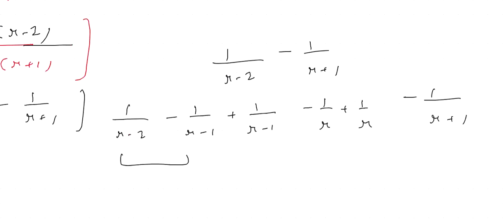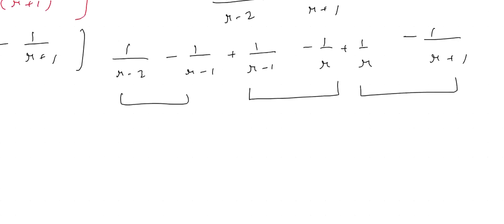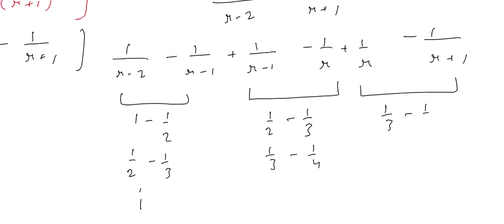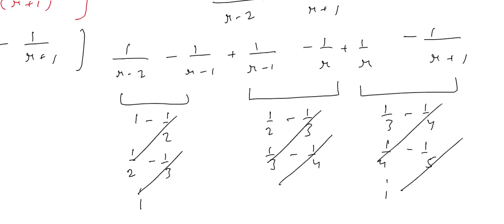Treat it as a difference, right? So put r equals 3. So 1 minus 1 by 2, 1 by 2 minus 1 by 3, and so on, right? Put r equals 3. So 1 by 2 minus 1 by 3, 1 by 3 minus 1 by 4, and so on. So they will keep nullifying like this. So we got 1 plus 1 by 2 plus 1 by 3. Fine. Okay, so what is its value?